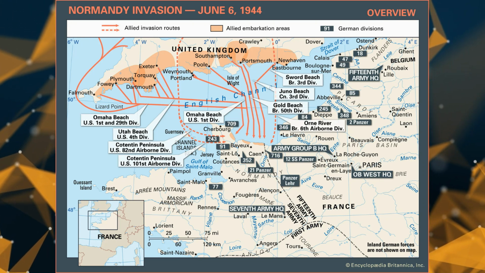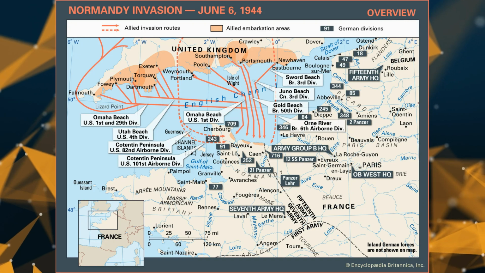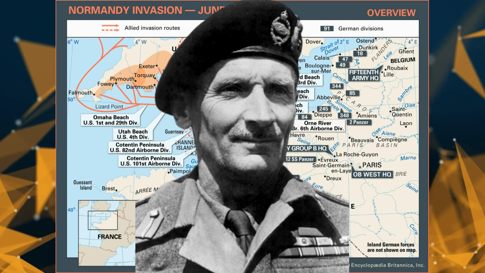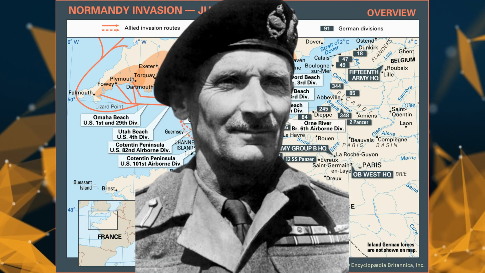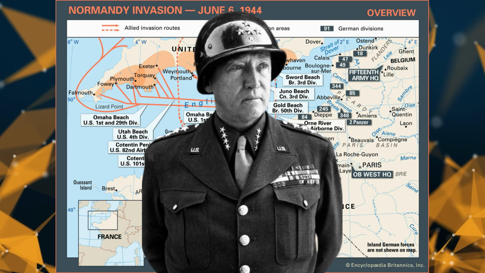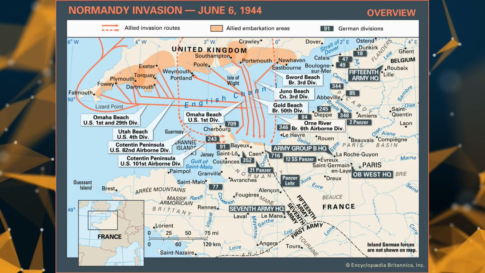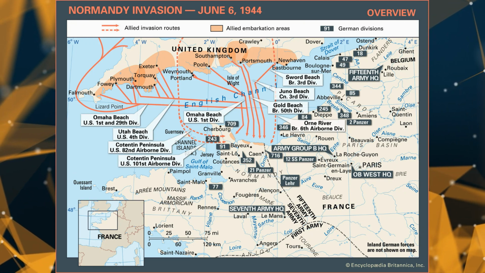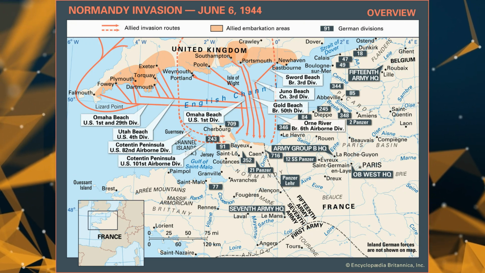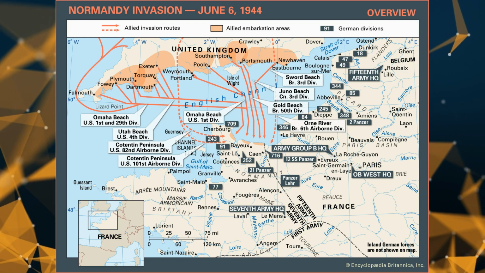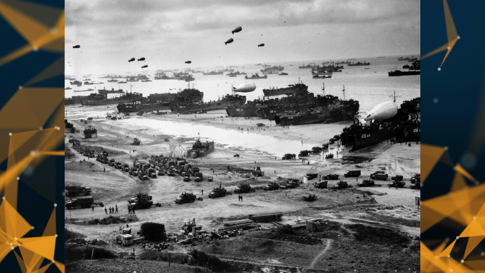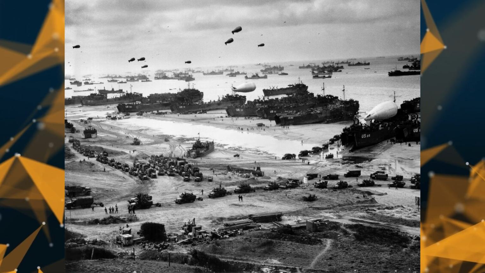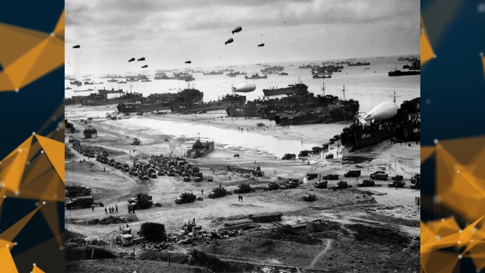It involved meticulous planning by Allied commanders, including Dwight D. Eisenhower, U.S. Supreme Allied Commander, Bernard Montgomery, British Ground Forces Commander, and George Patton, U.S. Third Army Commander. The operation faced immense challenges. Landing troops on heavily fortified beaches under enemy fire was a daunting task. Deception and weather forecasting played crucial roles. The operation hinged on complex coordination between air, sea, and land forces.